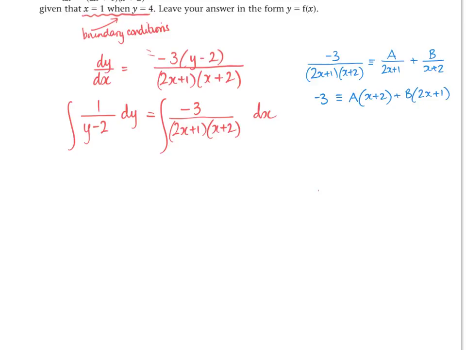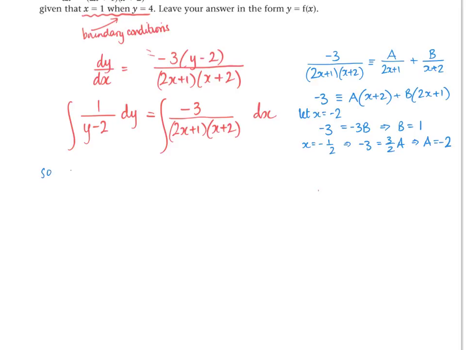We will let x equal minus 2, and that will give us minus 3b. So that tells me that b is equal to 1. And x is equal to minus a half gives me minus 3 is equal to 3 over 2a. So that tells me that a must be equal to minus 2.